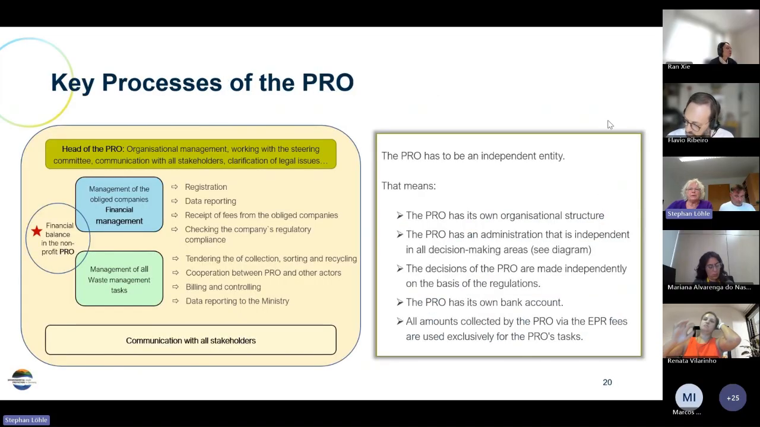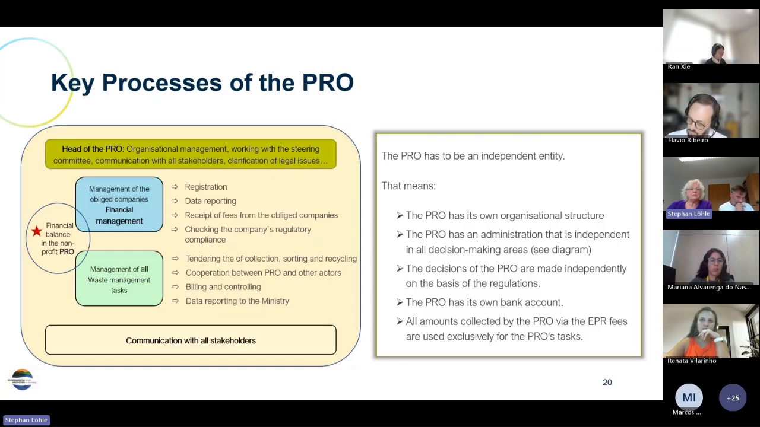If we go a little bit deeper into the single PRO, in all PROs, the main structure, the umbrella structure, there is the head of the PRO with organizational management, very often with a steering committee and something like this. Then there must be a management of the obliged companies and the management of all waste management tasks, and this must be in financial balance. And these are the tasks of the financial management: registration, data reporting, fees, invoices, checking the companies, whether there are free riders.